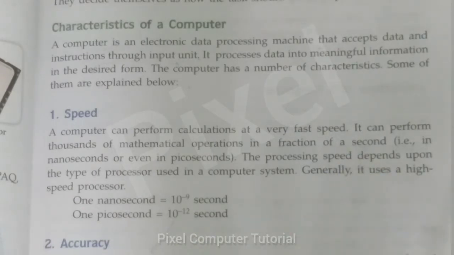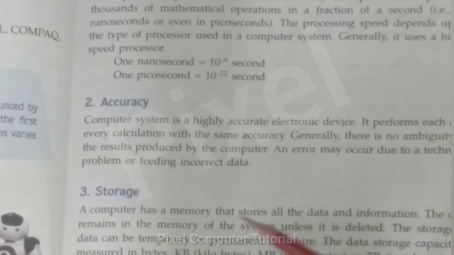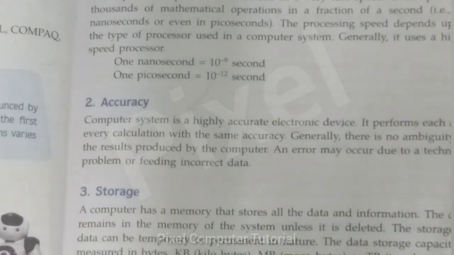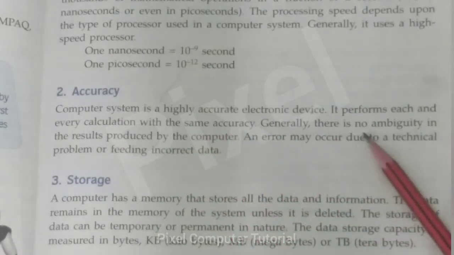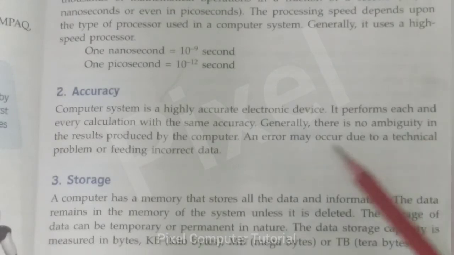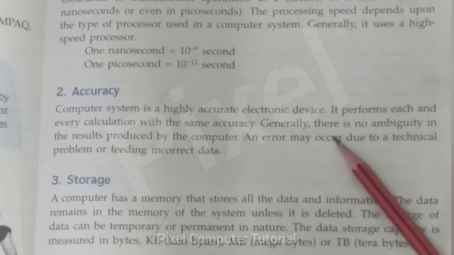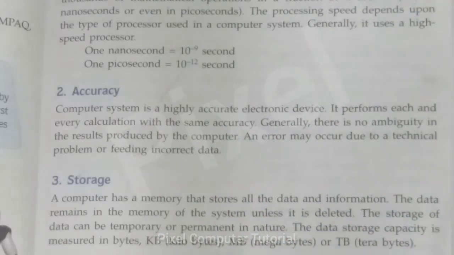They are very fast. Next is the accuracy of the computer. So how accurate they can provide you information. Computer systems are highly accurate electronic devices. It performs each and every calculation with the same accuracy. Generally there is no ambiguity in the results produced by the computer. An error may occur due to a technical problem or feeding incorrect data. So if you are giving some information which is wrong or not accurate, then it gives you an error. But otherwise it gives you accurate information.